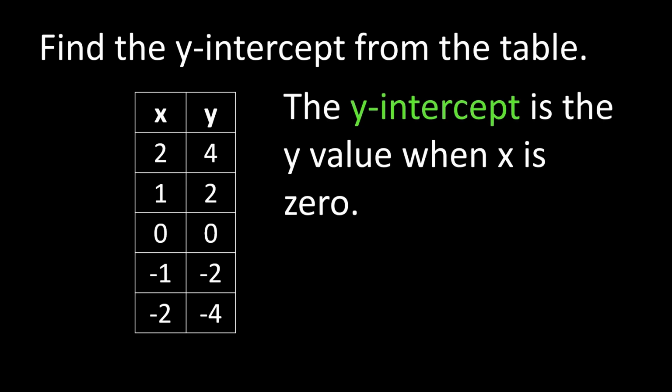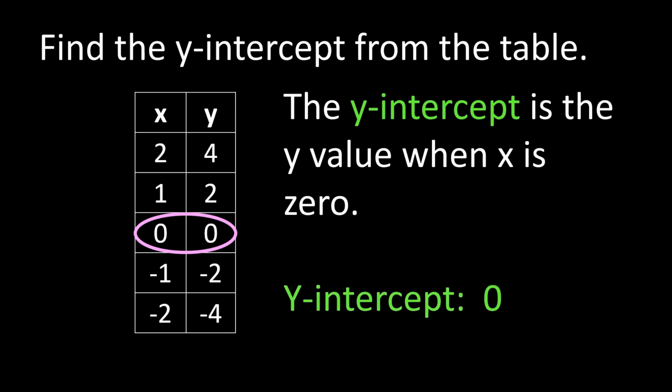So with the knowledge that our y-intercept is the point where the x value is 0, when we're given a table, and we show that there's a point already in the table where our x value is 0, we can easily identify our y-intercept because it's going to be the y value when x is 0. So the y-intercept for the line represented by this table is 0.